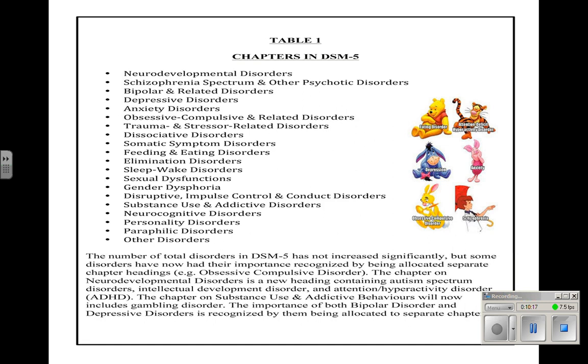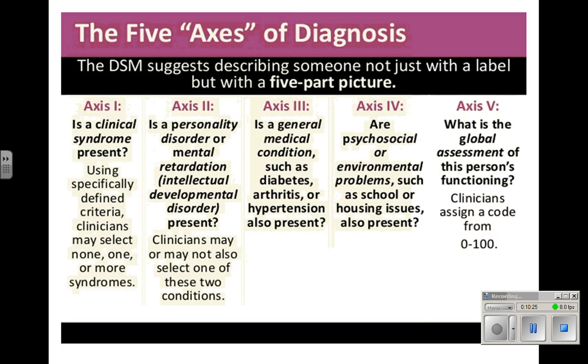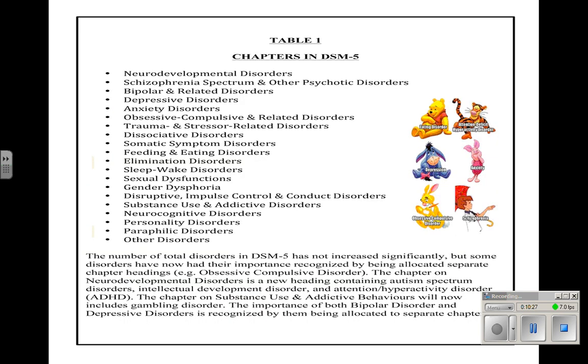So just to give you an idea, Table 1, Chapter of Contents in the DSM-5, these go under Axis 1. These are actually clinical syndromes. All right, and we're going to go through a lot of these in class. So like schizophrenia is a whole category, bipolar and depressive disorders, anxiety disorders, obsessive compulsive, stress-related disorders, dissociative disorders. That one's always a fun one.